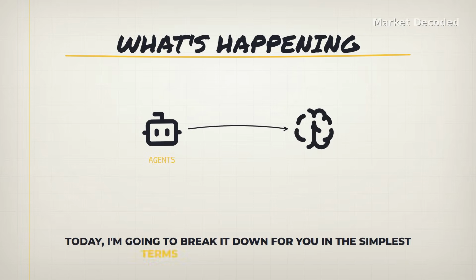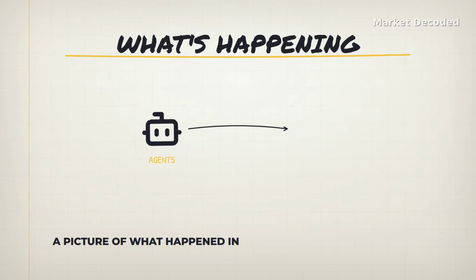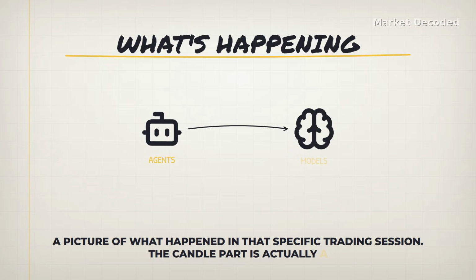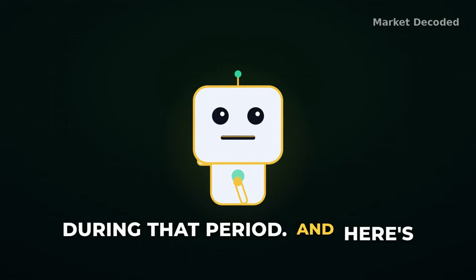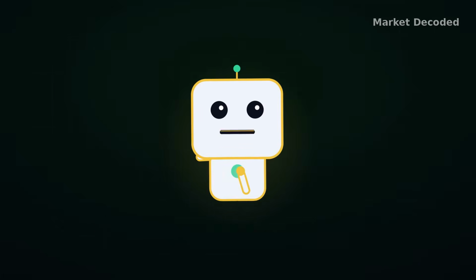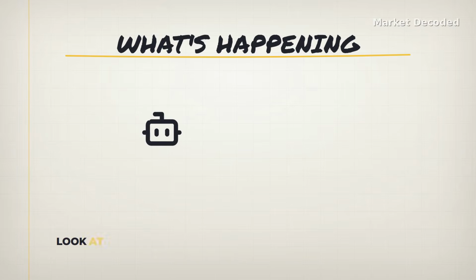So here's the deal. Every time you see those bar charts showing up on your screen, whether for stocks or cryptocurrencies, they're painting a picture of what happened in that specific trading session. The candle part is actually a visual representation, like the wick of a real candle. And the wick shows us how much price movement there was during that period. And here's the surprising part. These candles can tell you more about market sentiment than you might think. Let's take a look at one in detail to understand what it means.